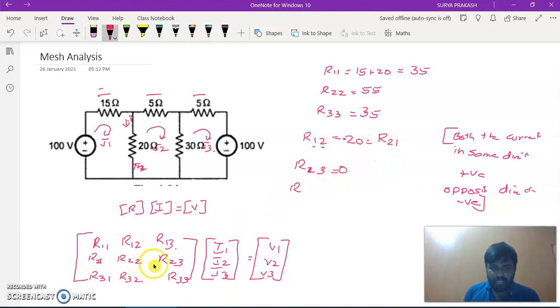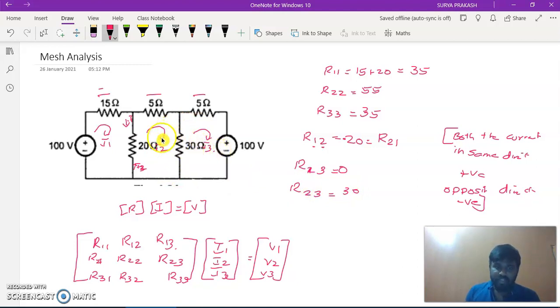We have R22, which is already found, and now R23. So we have to look at the resistance between the second loop and the third loop. That is the resistance being linked between the second loop and the third loop. It is nothing but 30, so we have to take it as 30, and we also look at the sign convention.